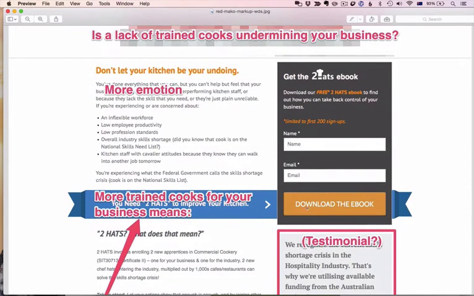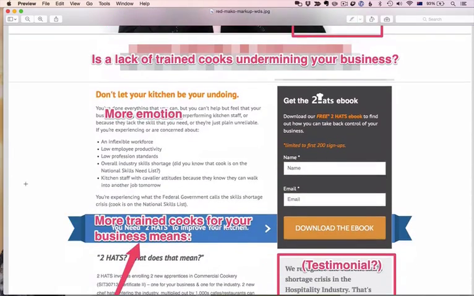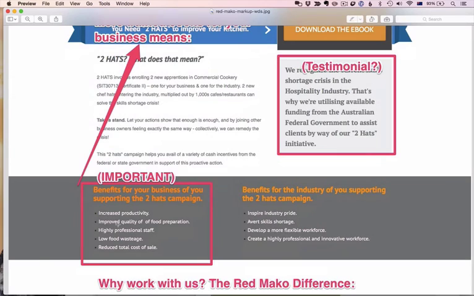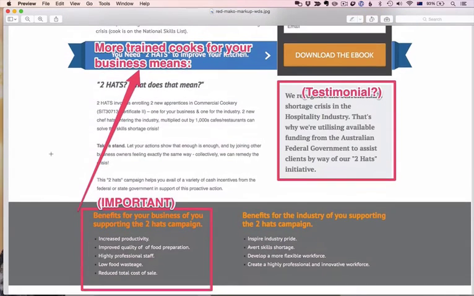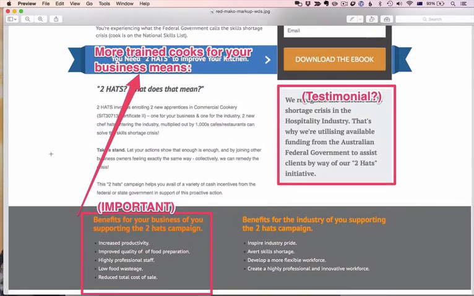And then we would replace this form here because the new form would replace it above, and then below that, more trained cooks for your business means, and then bring your benefits up higher: greater productivity, better food, a more motivated workforce, reduced cost of sale, more profit at the end of the day. Work out what the biggest benefit is for the target prospect, and put that one first, and then work backwards.